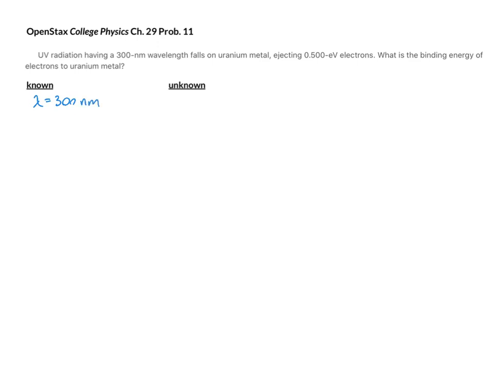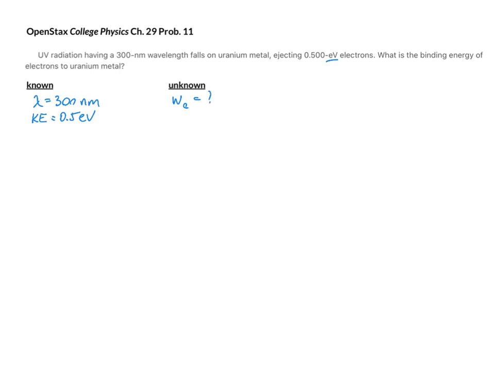And electrons are ejected. eV is electron volts, so it's a type of energy. The type of energy that the electrons can have as they're ejected is kinetic energy. So the kinetic energy of the electrons is 0.5 electron volts. And the question is, what is the binding energy of electrons to uranium metal? So we're looking for the binding energy, or the work function, of the electrons.